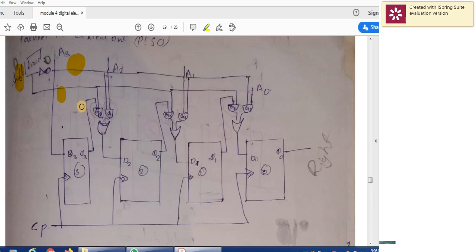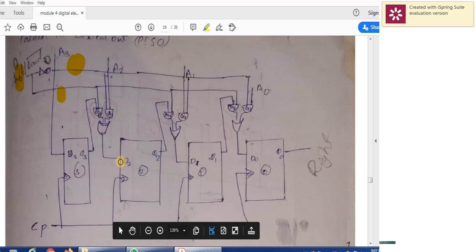That means Q3 into 1, so Q3 plus 0, because it is an OR gate. So Q3 plus 0 means Q3. That means Q3 will be directly connected to D2. And similarly Q2, here it is 1, Q2 into 1, AND gate means multiplication, so Q2. Here it is connected to 0, so this becomes 0. So Q2 plus 0 is Q2. So Q2 is directly connected to D1. And similarly Q1 is directly connected to D0.